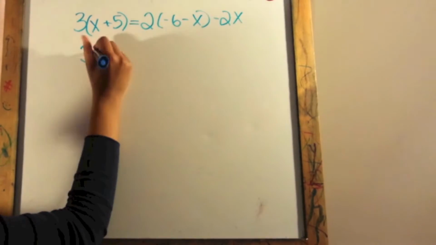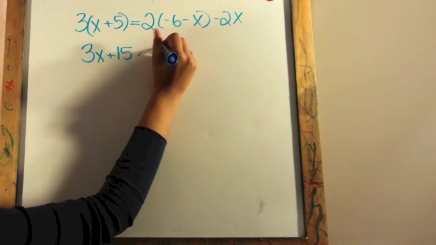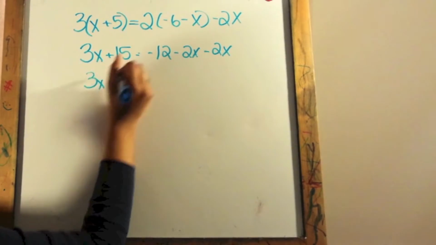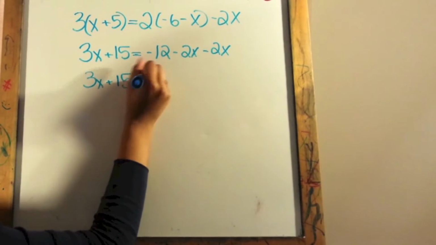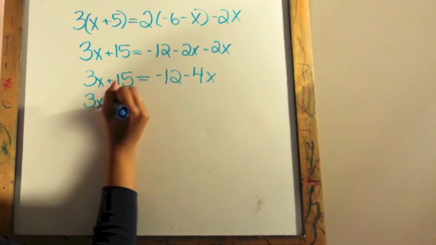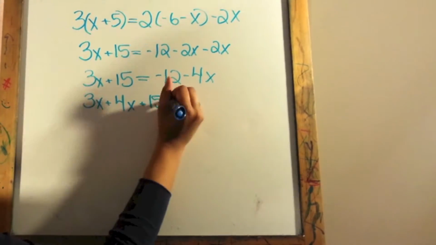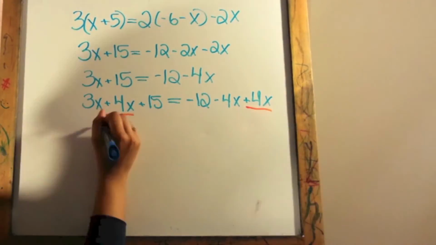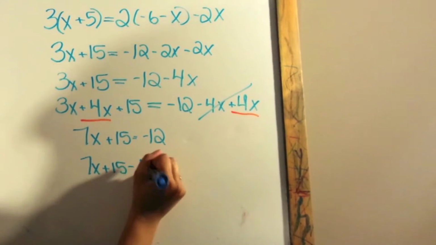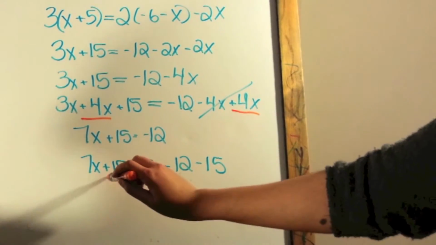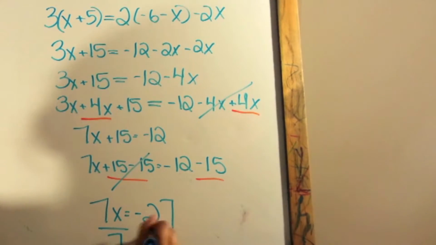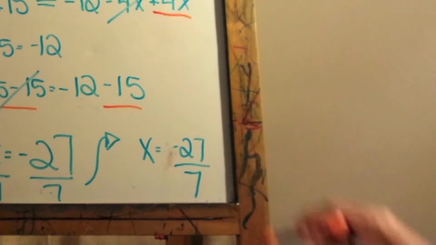To begin this question, we are going to distribute the lead coefficients into the brackets. We get 3x plus 15 equals negative 12 minus 2x minus 2x. Once distributed, we collect like terms. 3x plus 15 equals negative 12 minus 4x, which we then add 4x to both sides. We end up with 7x plus 15 equals negative 12. We then subtract 15 on both sides, and we get 7x equals negative 27. We then isolate for x by dividing 7 on both sides. Therefore, x equals negative 27 over 7.